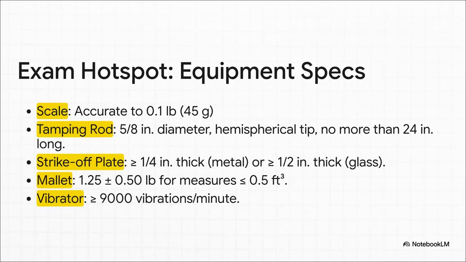Okay, I need you to pay very close attention here. This is an exam hotspot for a reason. These numbers are prime targets for the written test. You absolutely, positively have to remember the tamping rod dimensions, the mallet weight, and, listen up, especially the vibrator frequency. 9,000 vibrations per minute. I can almost guarantee you'll see a question on that. Get these numbers down cold.